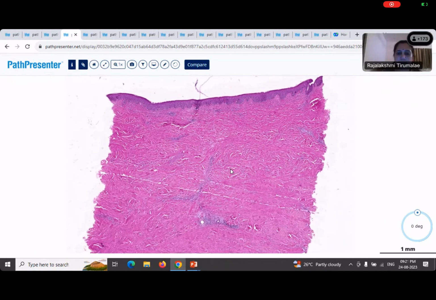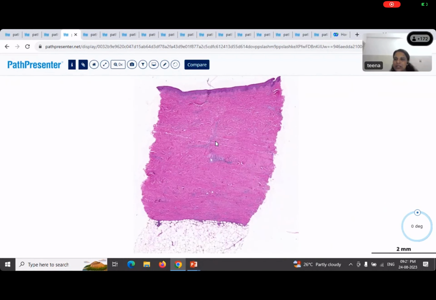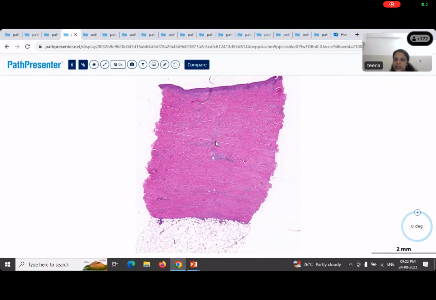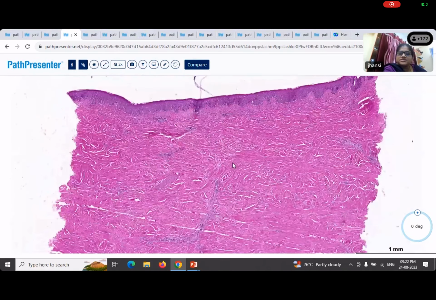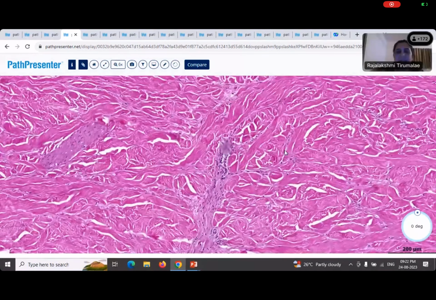What else is striking you about this biopsy? The shape of the biopsy, even rectangular shape. Very good, excellent. It's rectangular in shape. What else? Are you seeing any adnexal structures? No, right? You're not seeing any adnexal structures. And what else? What has happened to the collagen? Thickened. Yeah, it's thickened. It's hypereosinophilic.